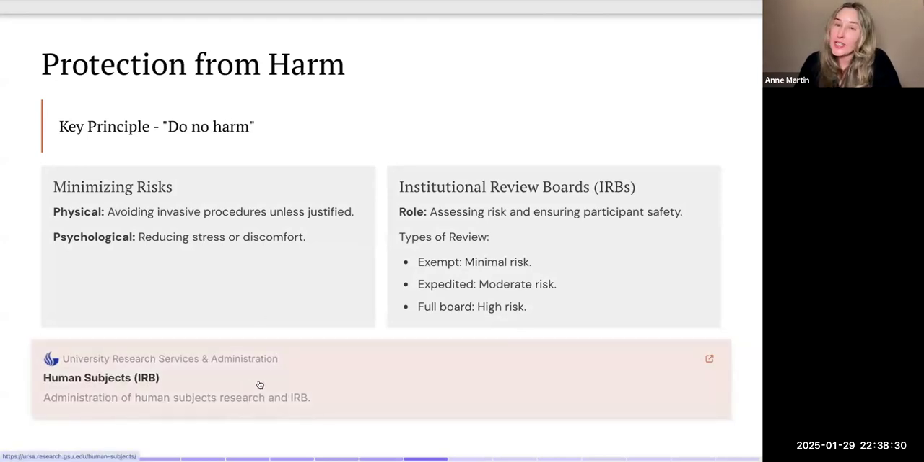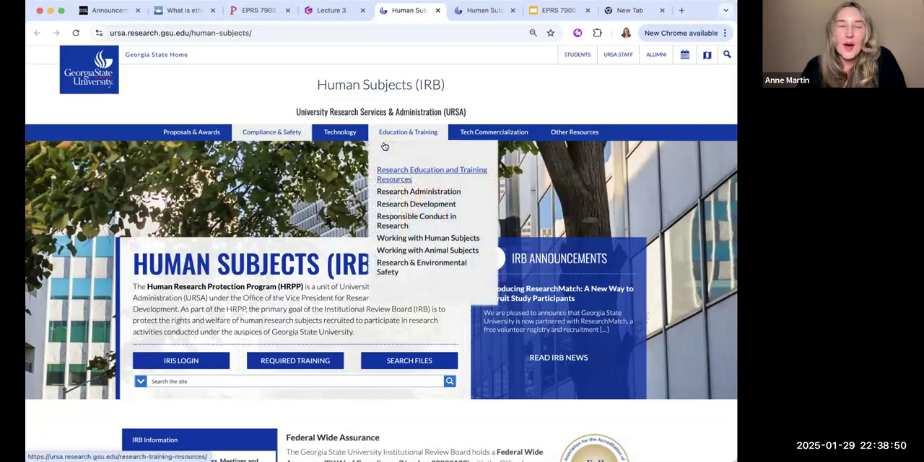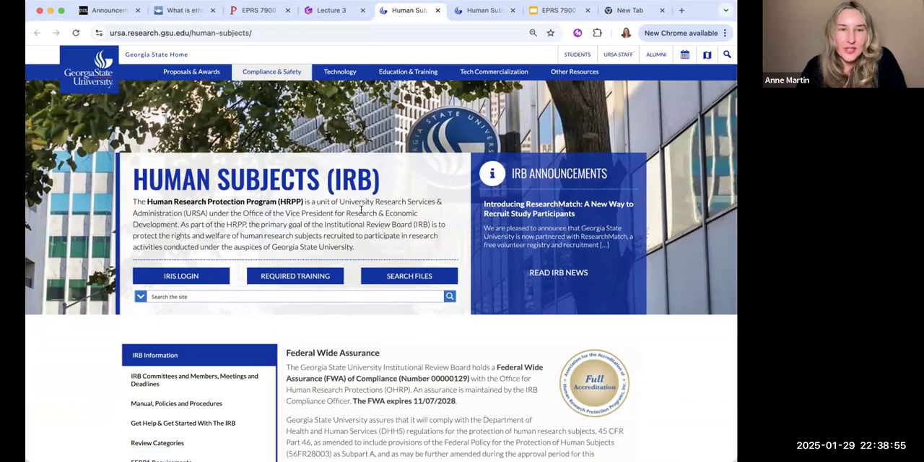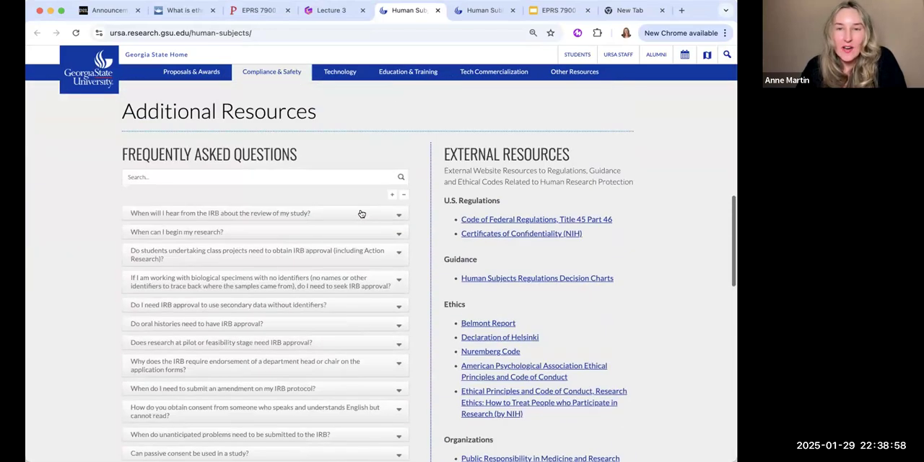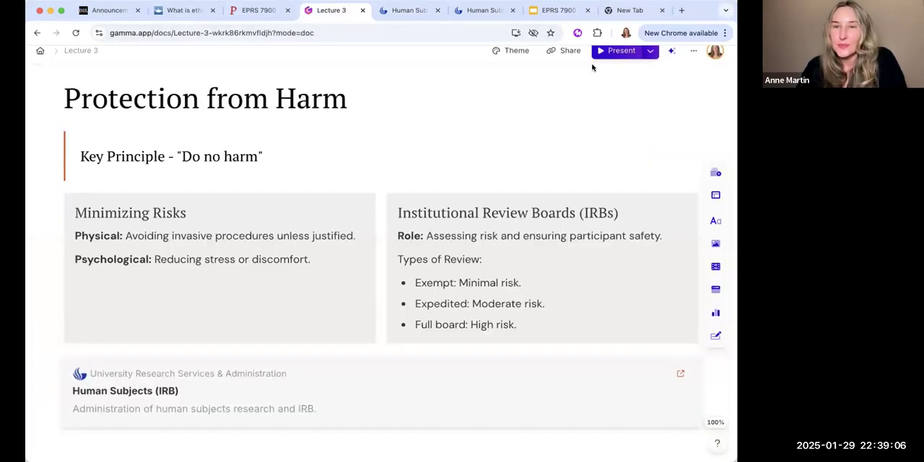Now for this class, you don't need to get IRB approval because we are not going to be recruiting participants or carrying out the study, but you would need to get IRB approval if you plan on carrying out a study for the purposes of publishing it, or for instance, maybe a dissertation. So this is our IRB having to do with human subjects. I think I mentioned that I prefer participants over subjects, but our IRB says human subjects. And as you can see, they have all their forms and documents, and also the required training, which is the CITI training, which we are all doing this semester.